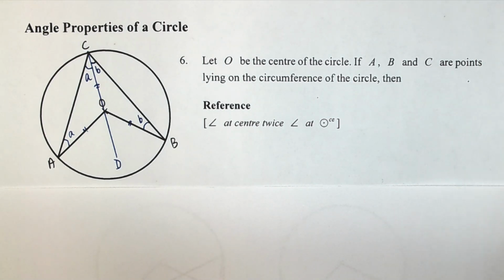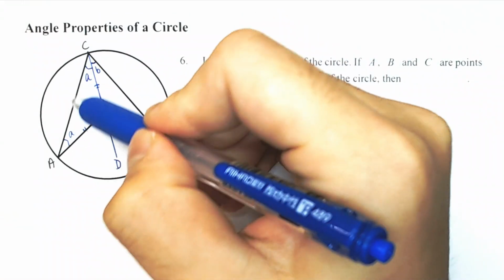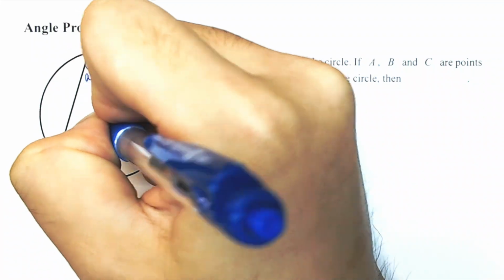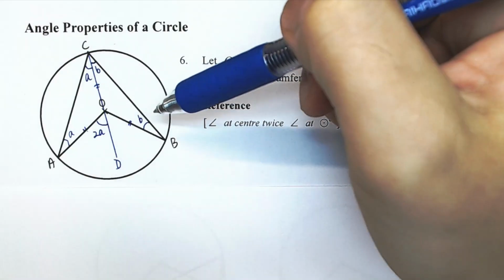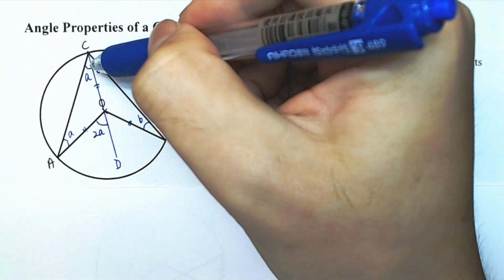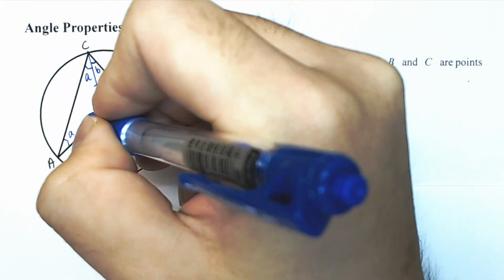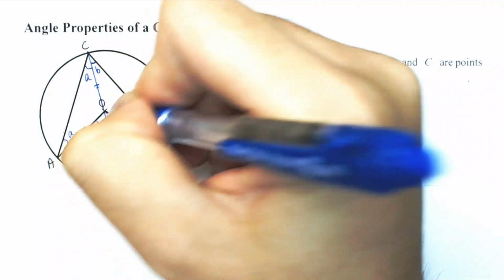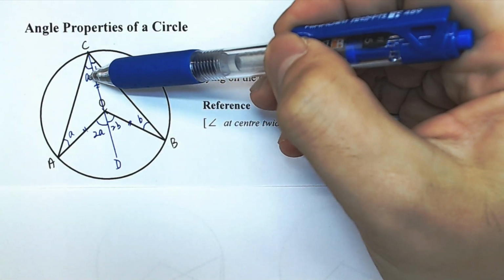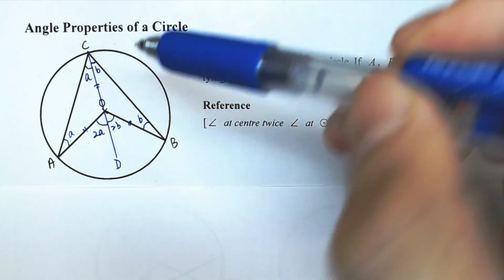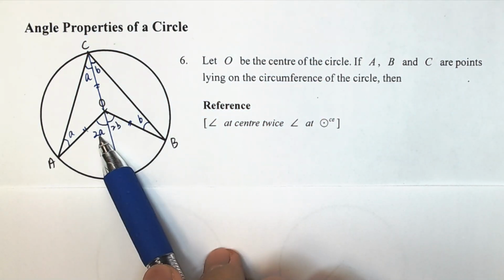Now, angle AOC is the sum of these two angles, so this is 2a by the exterior angle of a triangle. And now, angle BOC is also the sum of these two angles, which is 2b. Now, can you see the angle at the circumference, which is the sum of a and b, and the angle at center is 2a and 2b?